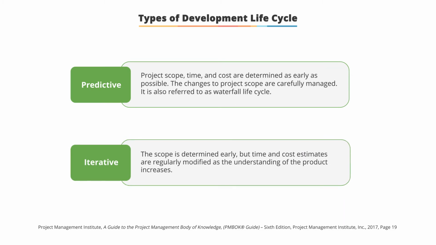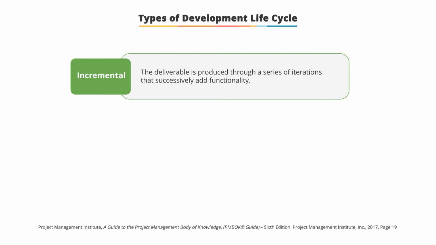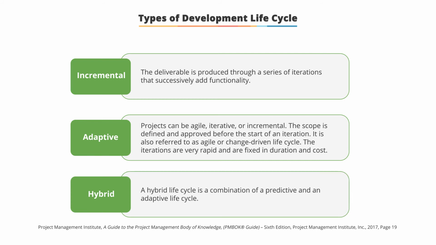Iterative. Scope is determined earlier, but the time and cost estimates are regularly modified as the understanding of the product increases. Incremental. The deliverable is produced through a series of iterations that successively add functionality. Adaptive. Projects can be agile, iterative, or incremental. The scope is defined and approved before the start of an iteration. It is also referred to as agile or change-driven lifecycle. The iterations are very rapid and are fixed in duration and cost. And we have hybrid. A hybrid lifecycle is a combination of predictive and adaptive.